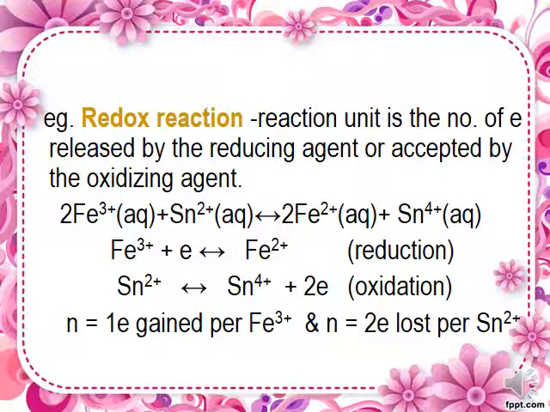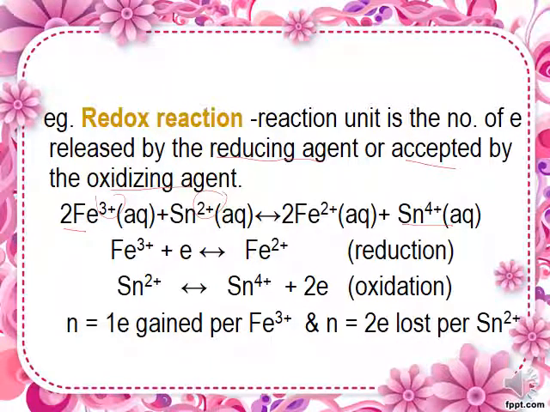Now first let us look at redox reaction. Okay, a redox reaction is a reduction and oxidation reaction. In a redox reaction, the number of electrons released by the reducing agent is the same as the number of electrons accepted by the oxidizing agent. So let us look at one example of a redox reaction here, between iron 3 plus and tin 2 plus.